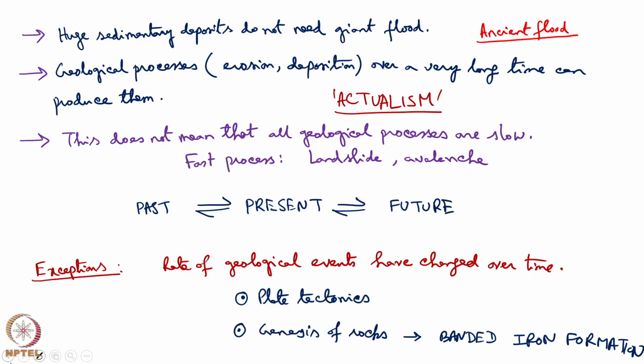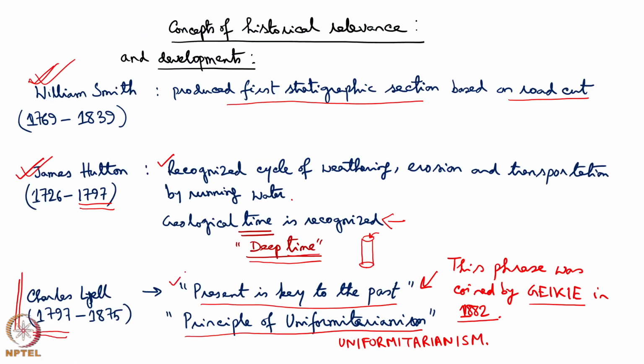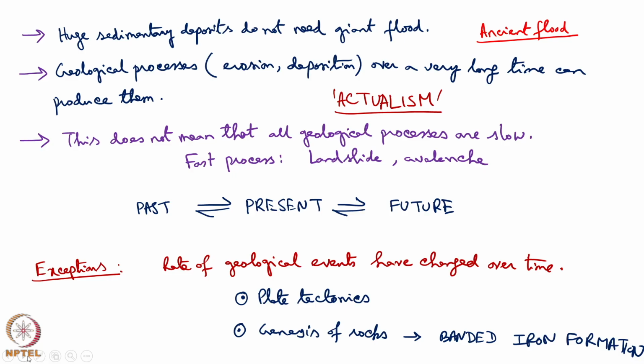Now, such concepts were challenged by the statement "present is the key to the past." The point is, at present we do not see any giant flood. In the last few hundred years there has been no such giant flood covering all of the earth with water. Instead, geoscientists in those days tried to think in terms of present-day processes, and they made the point that huge sedimentary deposits do not need a giant flood to develop. So, what can give rise to that?